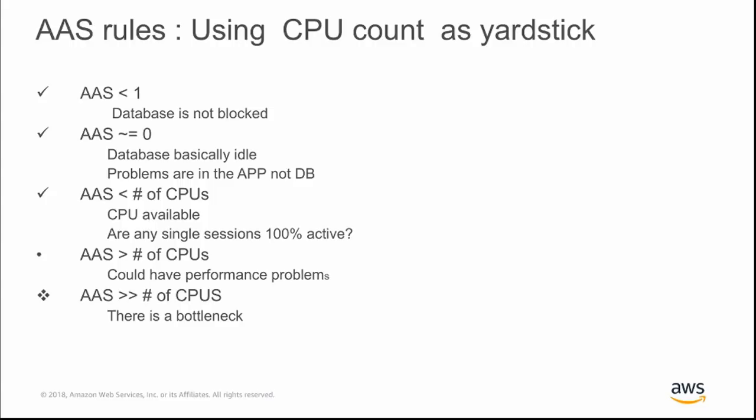So when AES from the database is less than the number of CPUs, there's CPU available on the machines. The machine is not blocked. But whenever AES is greater than 1, there could be a single session blocked, and that would take a little bit more analysis. When AES is greater than the number of CPUs on the machine, this is the territory where we start seeing some performance problems. And finally, when AES is much, much greater than the CPUs, we know there's some sort of bottleneck, and we're going to want to analyze and see what's happening on that database.